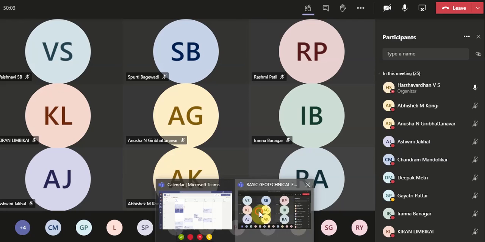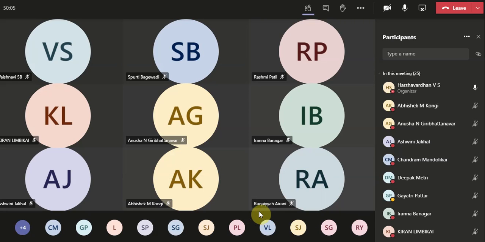So this is today's lesson about modified Proctor test. Similar to standard Proctor test, there are only a few differences. Any doubts? Any doubts regarding today's lesson or your first internals?